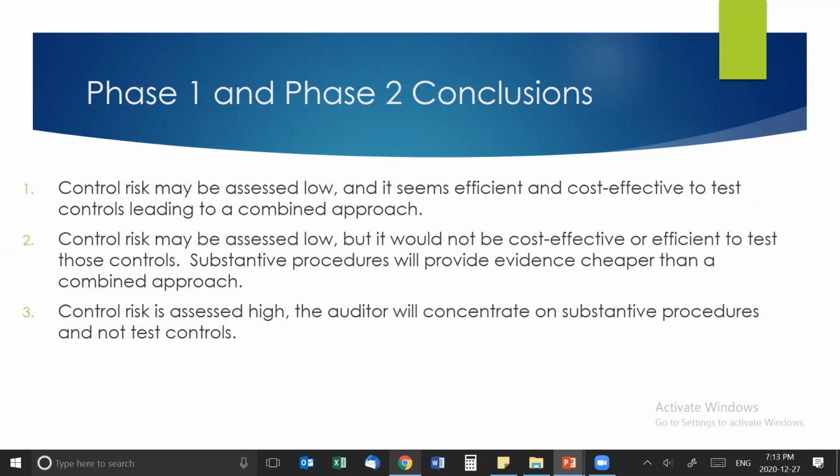Or control risk is assessed as high, and that means the auditor cannot test the controls, because if control risk is assessed as high, we've concluded that the controls are not reliable or not strong. The only reason we would test controls is to confirm that controls are reliable. If we already know that controls are weak, there's no point testing them, because the tests are just going to fail. So then we would just do substantive procedures.